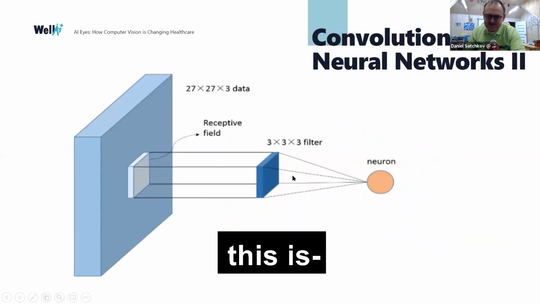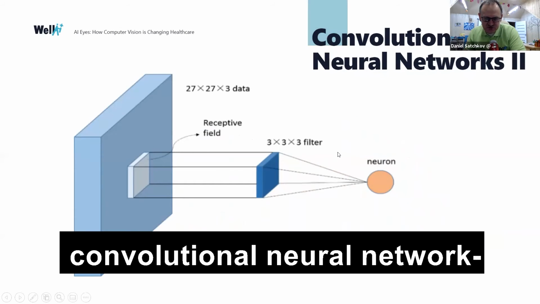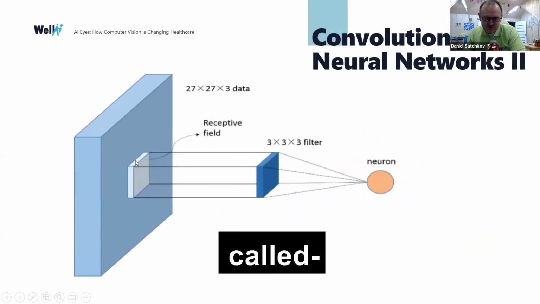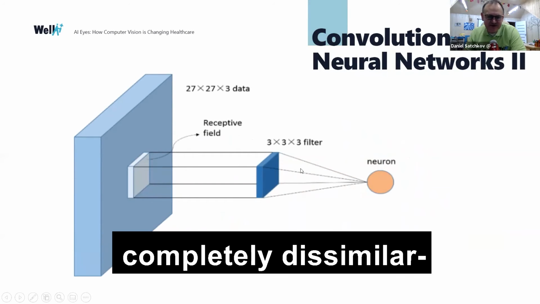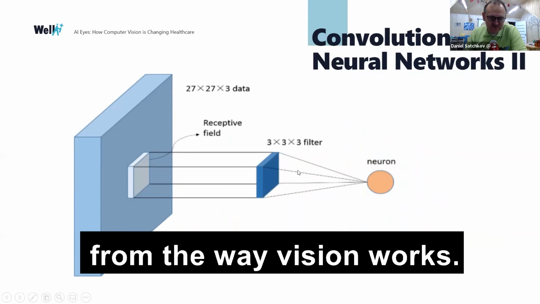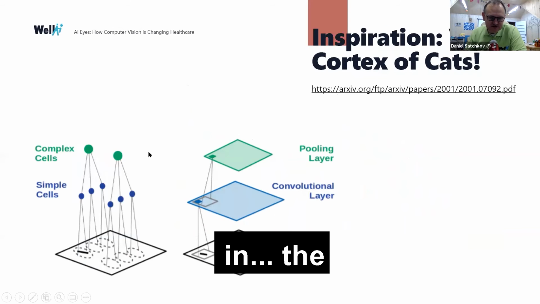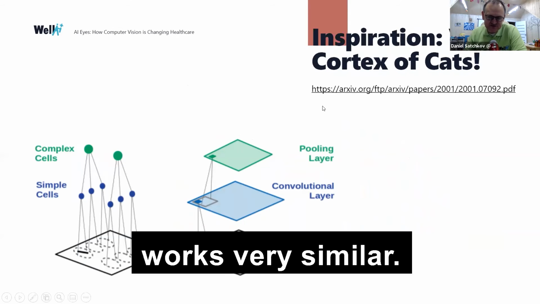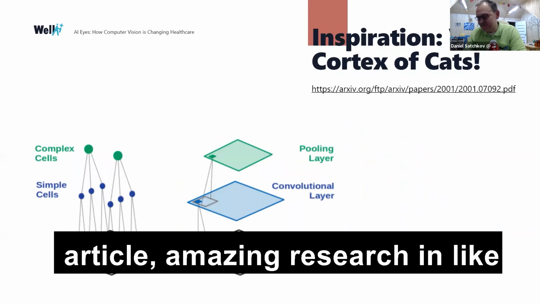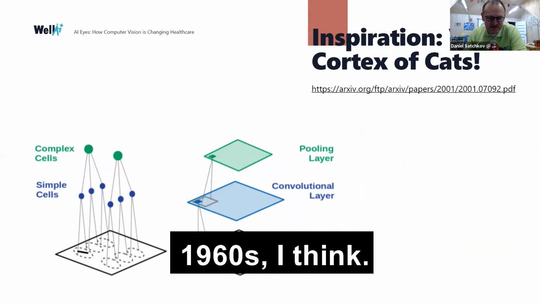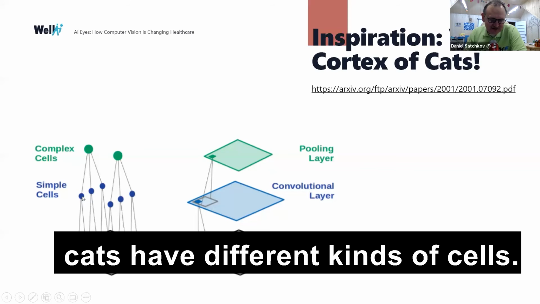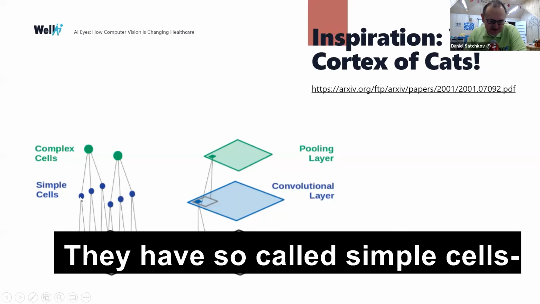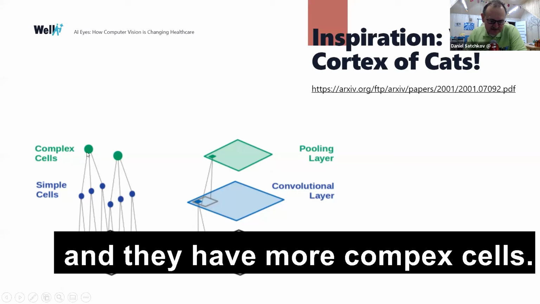So this is another look at the convolutional neural network. There's something called a receptive field, and there's a neuron at the back. This is not completely dissimilar from the way vision works, in cat vision especially. This was amazing research in the 1960s, I think. What it found was that cats have different kinds of cells. They have so-called simple cells, and they have more complex cells.